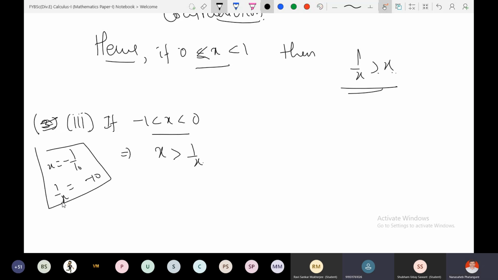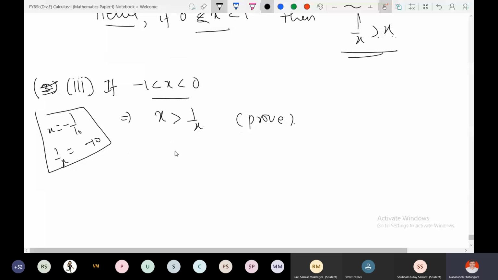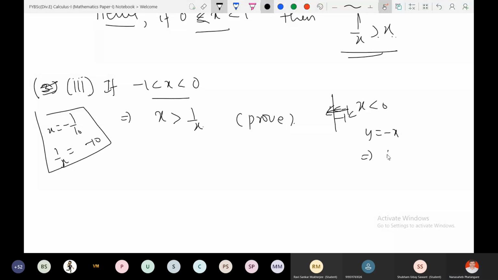Yes, sir. So you write down the proof like the previous case, with similar lines, because the only difference is the minus sign. When x is negative, less than 0 and greater than minus 1, then I can multiply both sides by minus 1. I will say y is equal to minus x. Then what do I have? 0 less than y less than 1. And then treat this case.